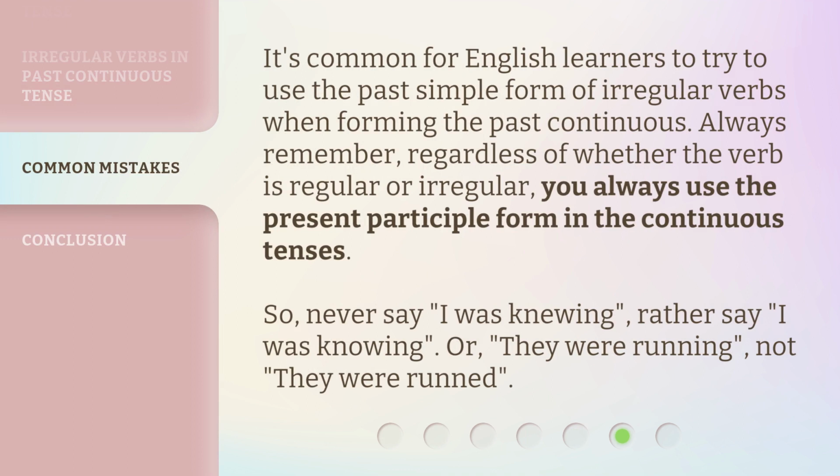It's common for English learners to try to use the past simple form of irregular verbs when forming the past continuous. Always remember, regardless of whether the verb is regular or irregular, you always use the present participle form in the continuous tenses. So, never say, I was known. Rather say, I was knowing. Or, they were running. Not, they were runned.